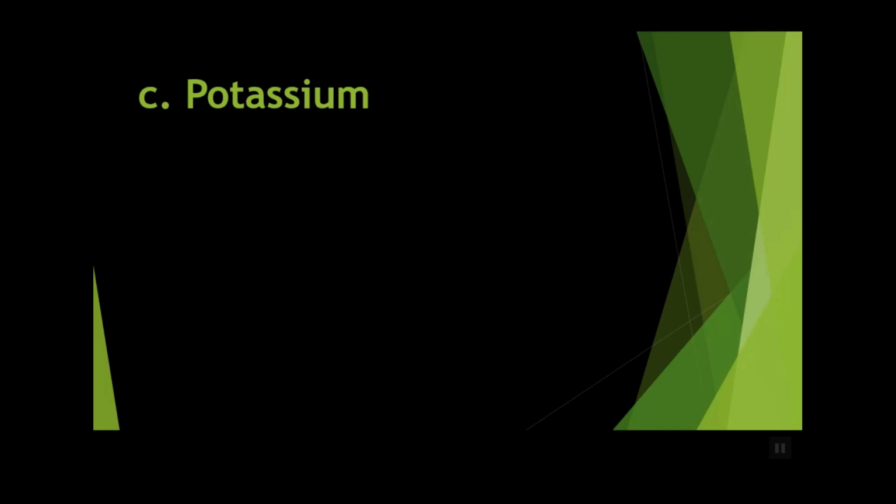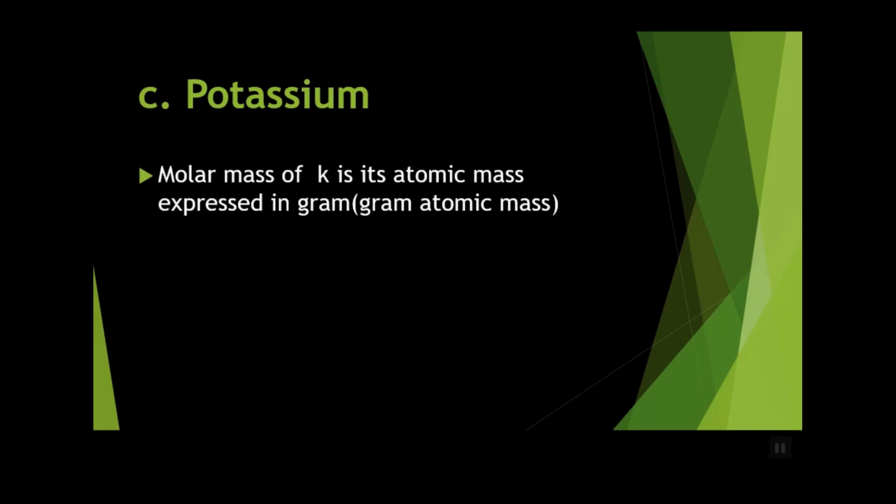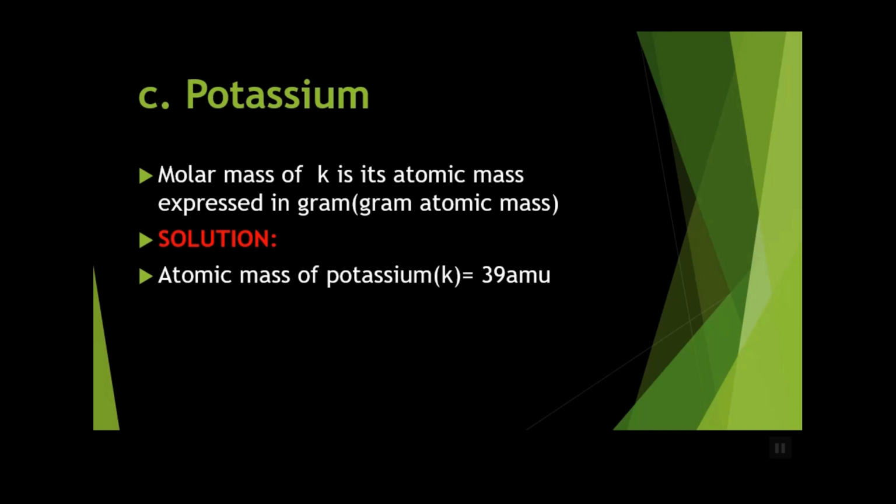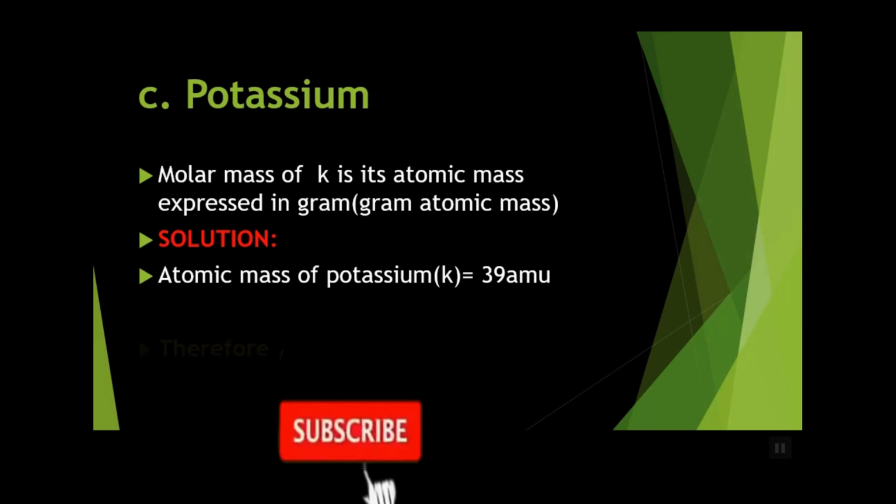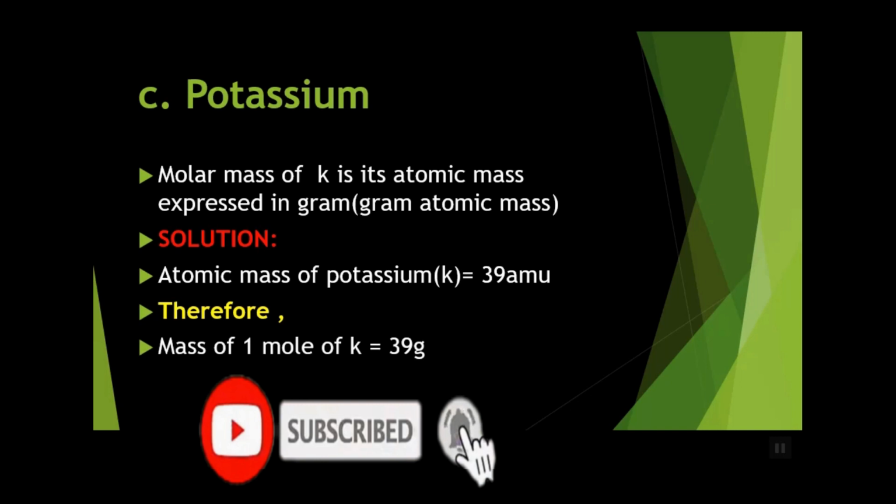Now, potassium. Molar mass of potassium is its atomic mass expressed in gram, that is gram atomic mass. So, solution, atomic mass of potassium is 39 AMU. Therefore, mass of 1 mole of potassium is 39 gram.